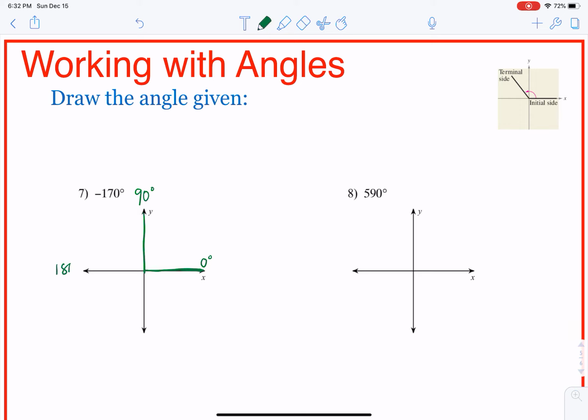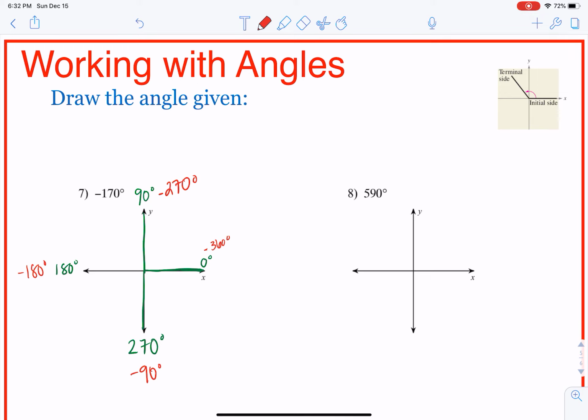Moving forward, this is 180 degrees. Adding another 90 degrees to that 180 degrees is 270 degrees. So looking at negative 170, I can come in here and say that this is the same thing as negative 90 degrees. Going in this direction, this is the same thing as negative 180 degrees. This is negative 270 degrees. And then all the way around my circle here is also negative 360 degrees.